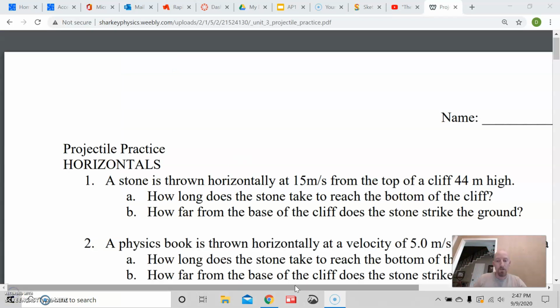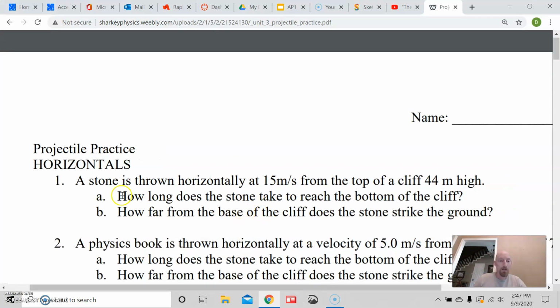Okay, so I want to try. A stone is thrown horizontally at 15 meters per second from the top of a cliff, and then they're going to ask us to solve for some things. So a problem may look something like this. It's a word problem. Okay, so how do we deal with word problems?